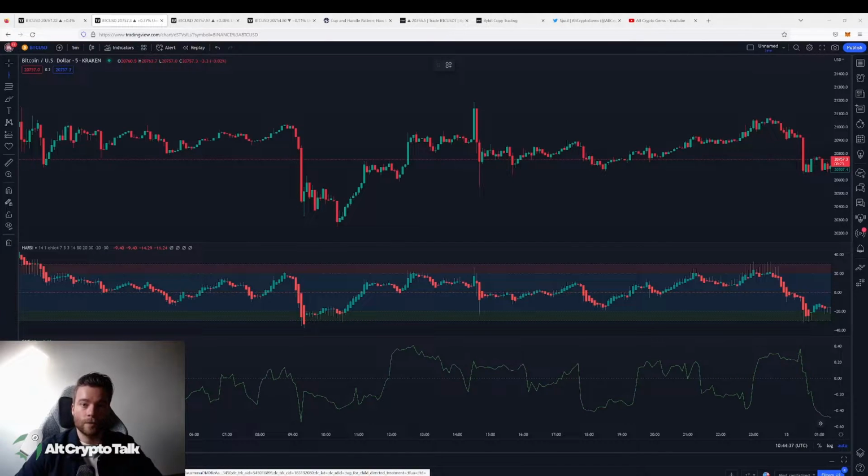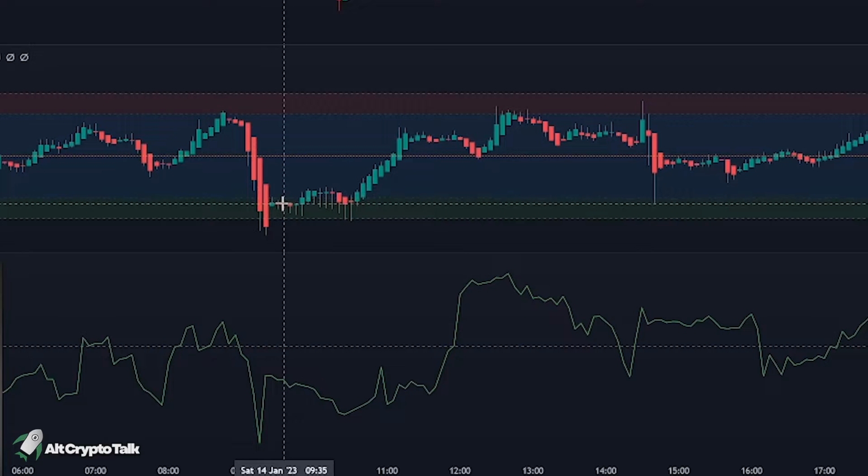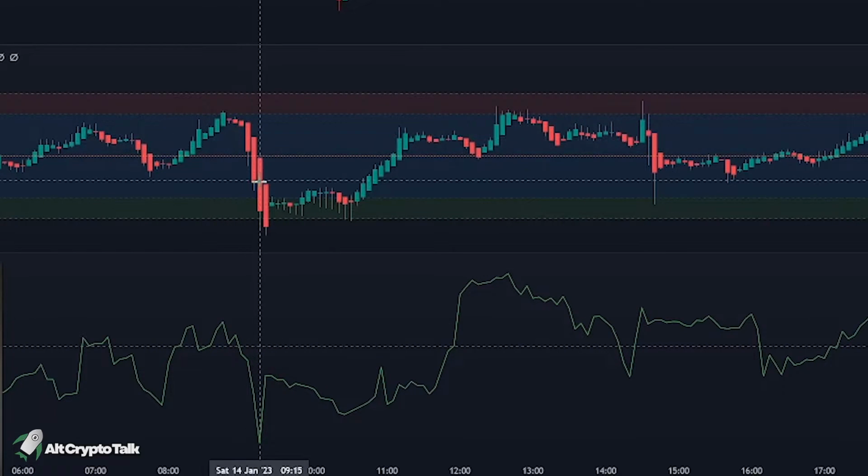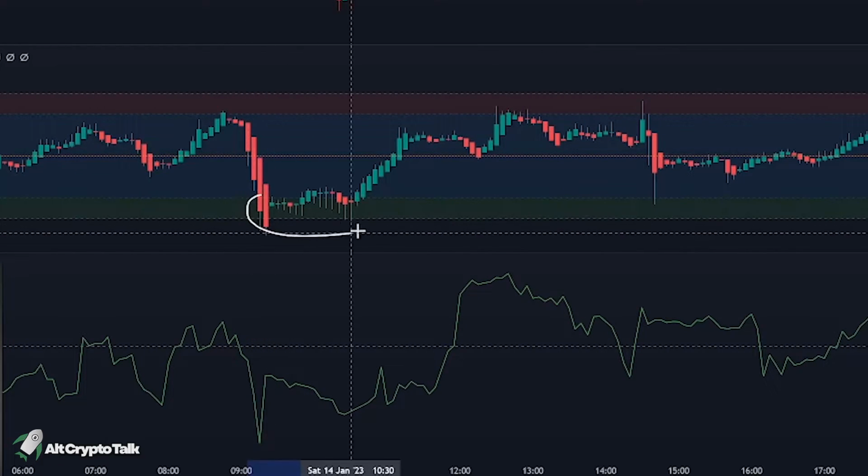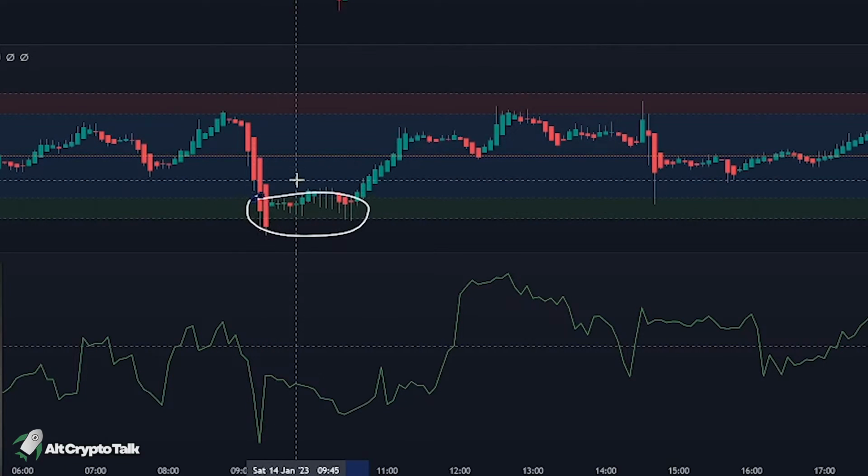So let me show you some examples of trades that we would have opened. Now, for example, this one, we would see the Heiken Ashi is entering the green zone. So at this point, we'd say we need to pay attention because we might have to open a long position.